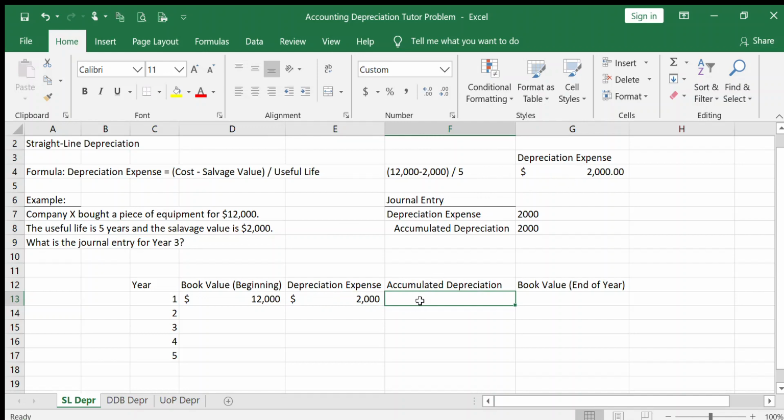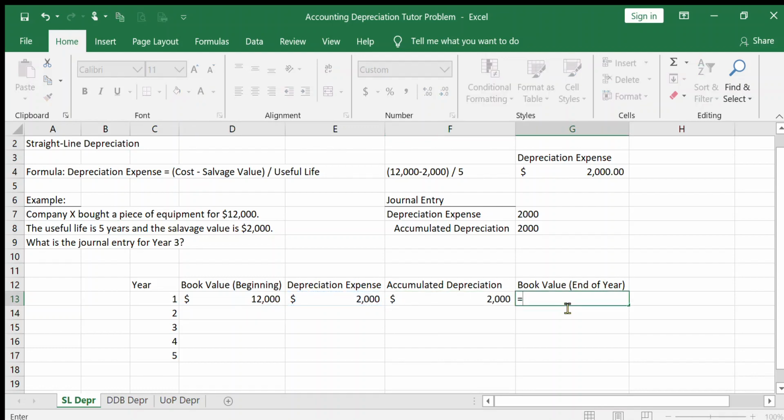Our accumulated depreciation is going to be our total amount of depreciation that we've taken throughout the time. Since it's year one, we've only done $2,000, so we're just going to put $2,000 right there. And our book value at the end of the year is going to be our book value at the beginning of the year minus our depreciation expense throughout the year. So we're going to get $10,000.